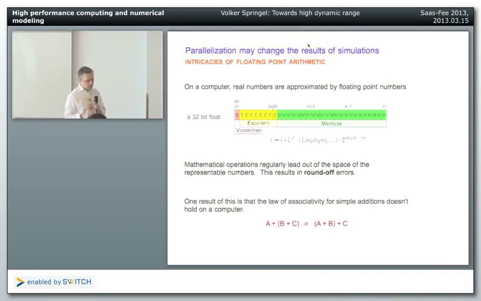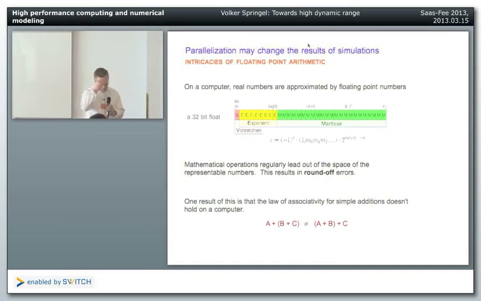A consequence of that is that the law of associativity is normally broken. So if you have three numbers and you add, say, B plus C, and then you add A, you're not guaranteed to get the same result, the same number picked out of the set, as if you do A plus B first and then C. And I think most of you will be very well aware of that. This is what happens, right?